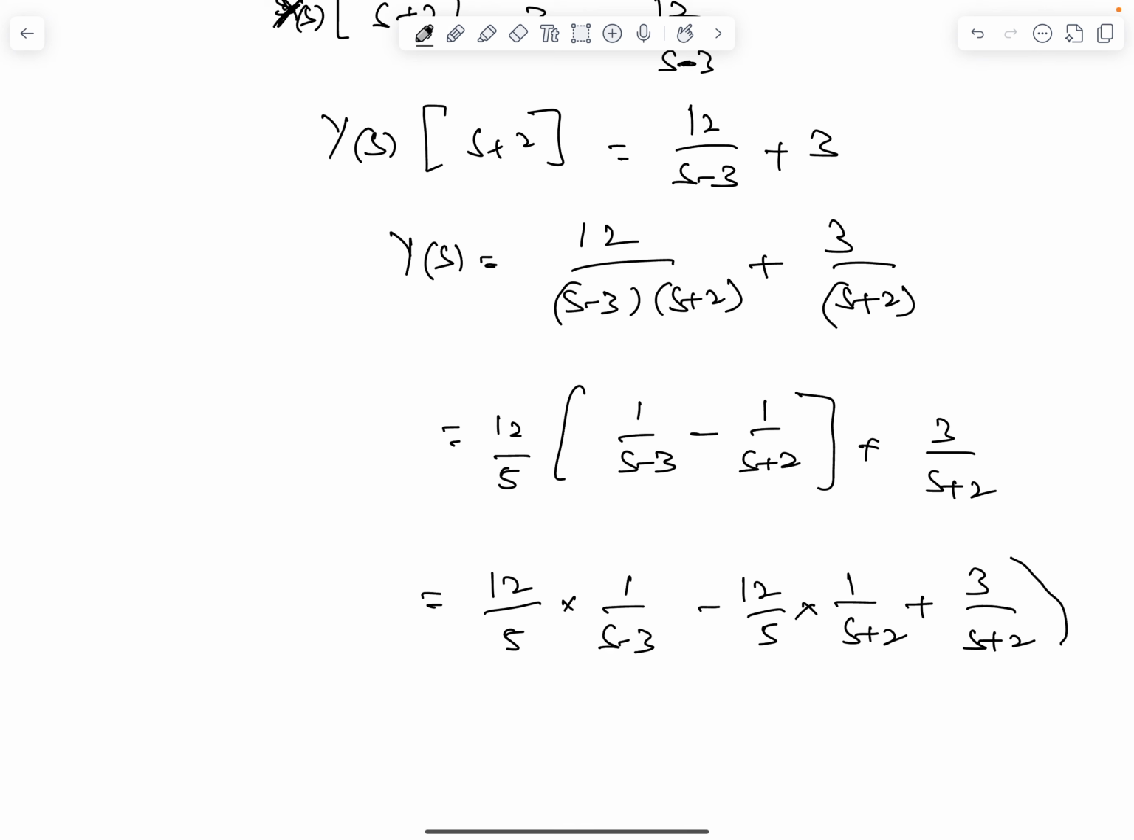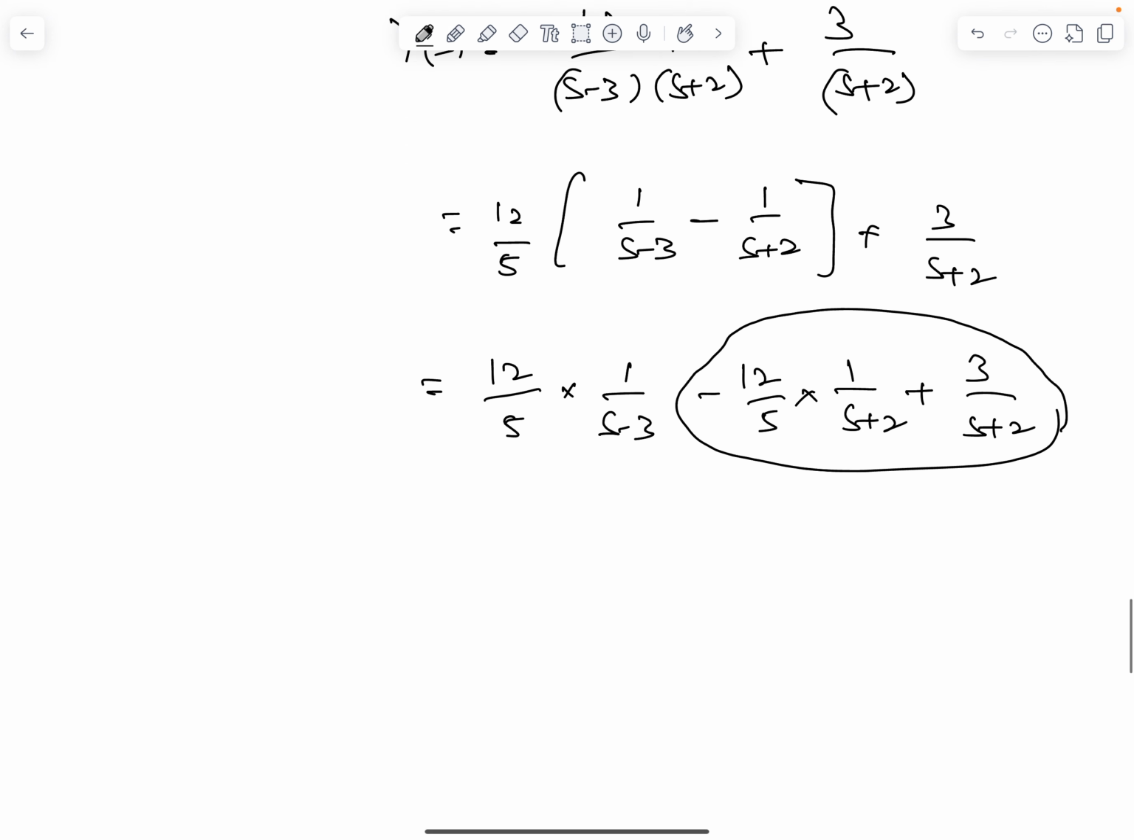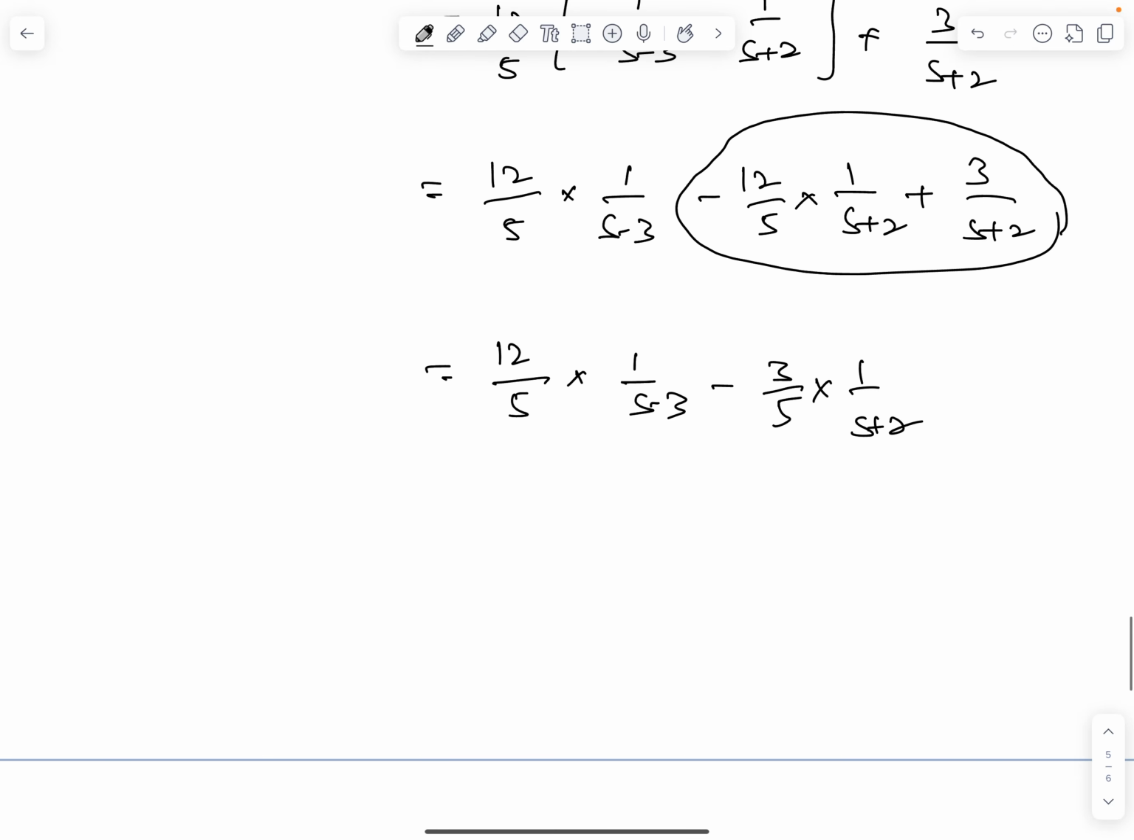Now, these two are of the same kind. Now, you have to simplify that. That is 12 by 5 into 1 by s minus 3 minus 3 by 5 into 1 by s plus 2. This is capital Y of s. Now, we are done with the partial fractions.